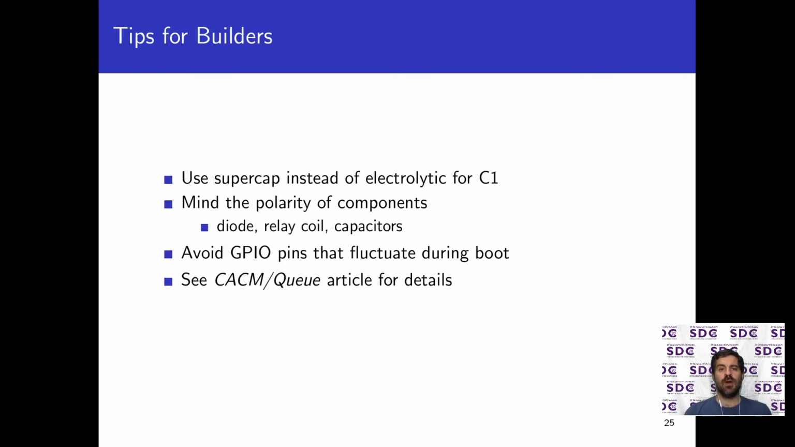So if you are going to build a PiNap testbed, here are a few tips. If you use an electrolytic capacitor for C1, it will be the size of a salt shaker, so go with a smaller supercap instead. Every component in PiNap, other than the resistor, is polarity sensitive, so be careful with polarity. Some of the Raspberry Pi GPIO pins fluctuate between high and low voltage during boot. You need pins that remain low until you set them high. The CSMQ article cited at the beginning of the talk recommends specific GPIO pins and provides other tips for builders.